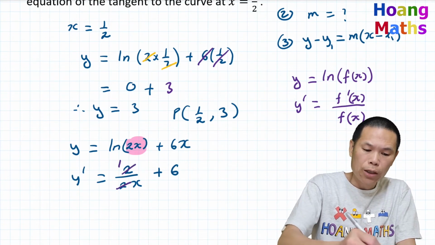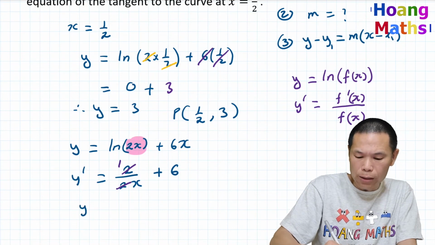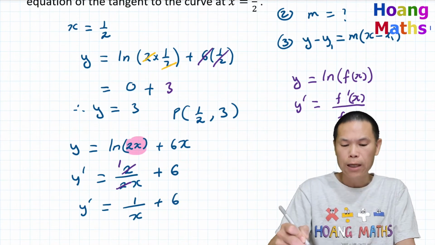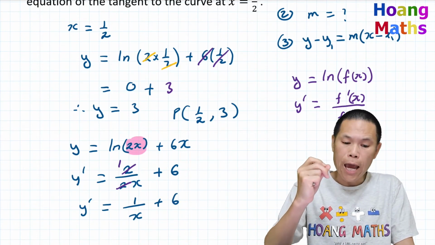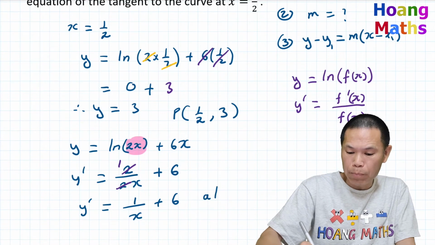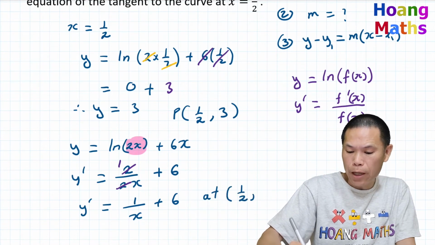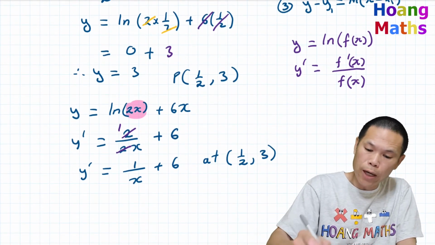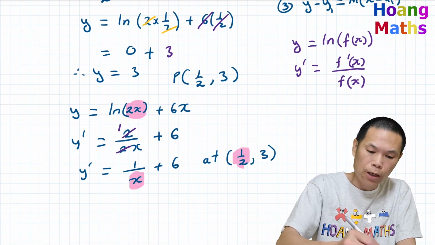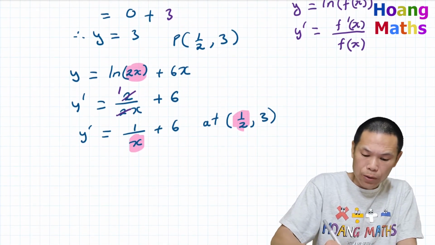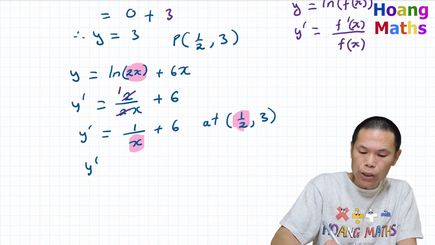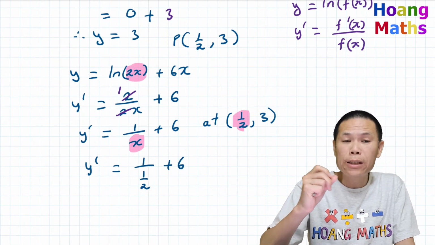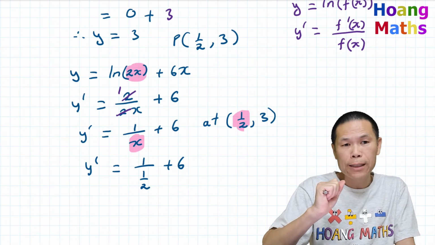Now just simplify this, that gives me 1 over x. So the gradient function is y dash equal to 1 over x plus 6. But then we want to find the gradient at the point a half and 3. This means that x is a half, so we substitute x equal to a half into this. That will give me y dash is equal to 1 over a half, and we add 6. And 1 divided by a half is 2, and 2 plus 6 is 8.